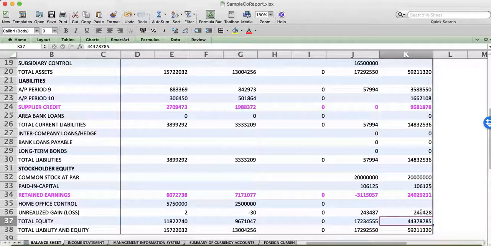And then we have, of course, total equity and total liability and equity, which equals the total assets because the balance has to be balanced.